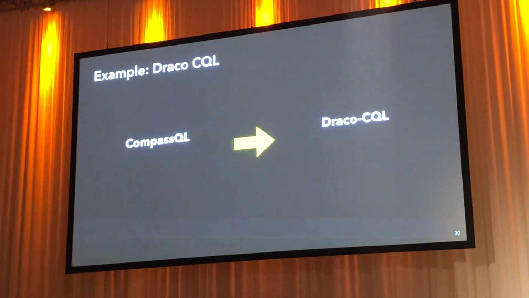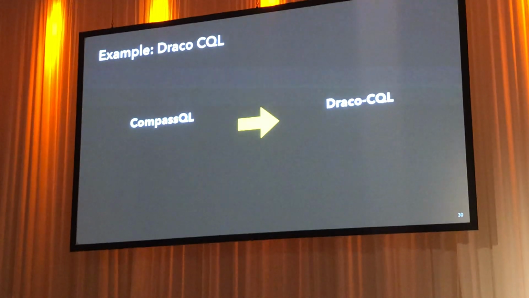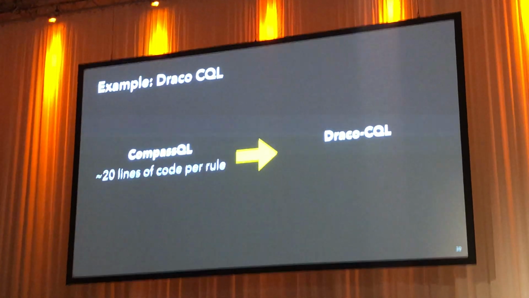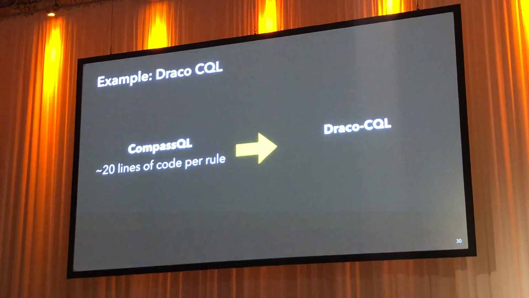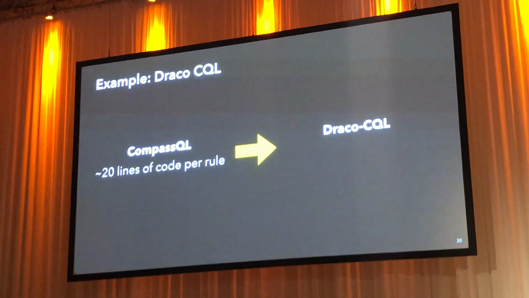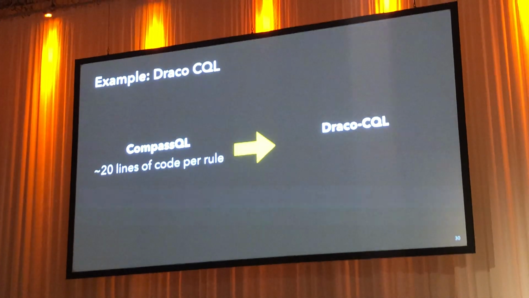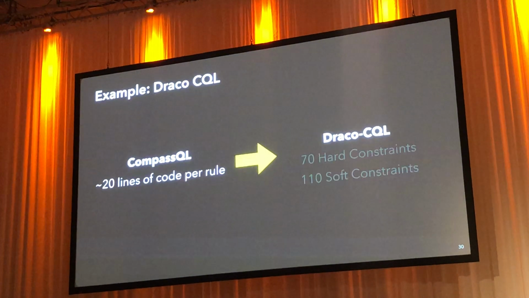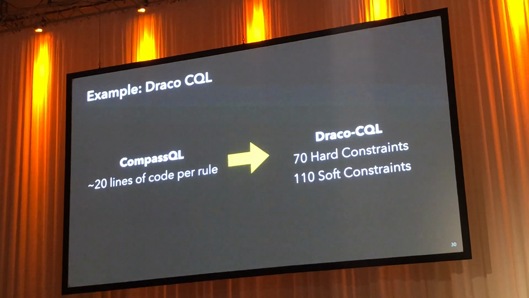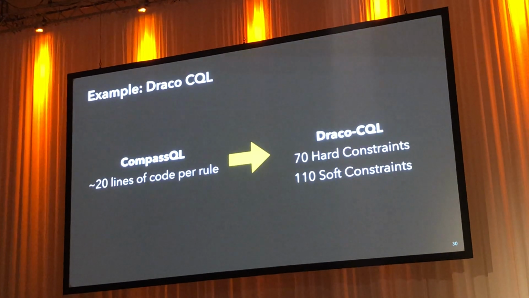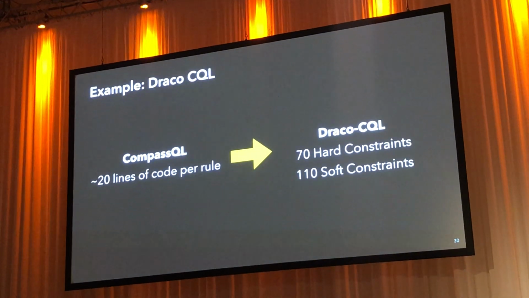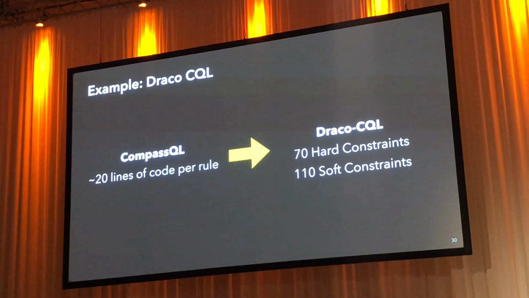So as I said, we implemented a lot of the constraints from CompSQL. One huge advantage was, though, that 20 lines of code that were in CompSQL resulted in a single line in our formal language, because the declarative approach is more expressive. We have about 70 constraints here and about 110 soft constraints. So you can imagine how large the code was in an imperative version. And in the future, we want definitely more.